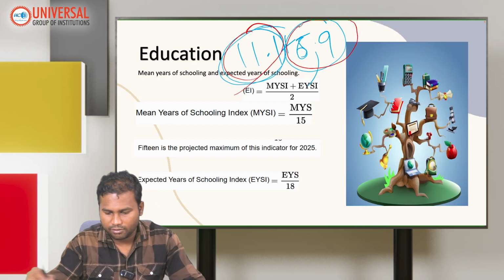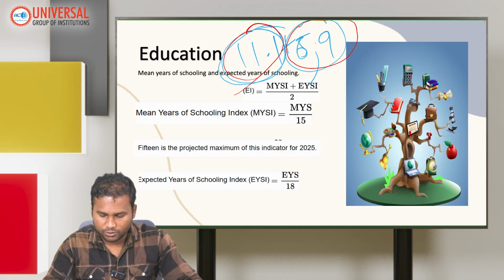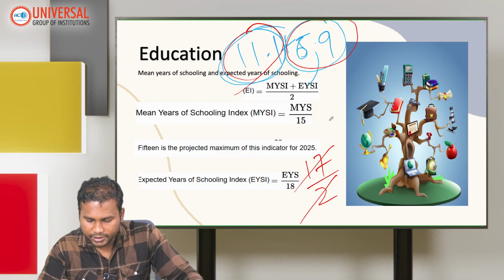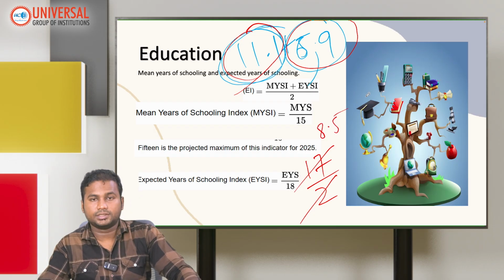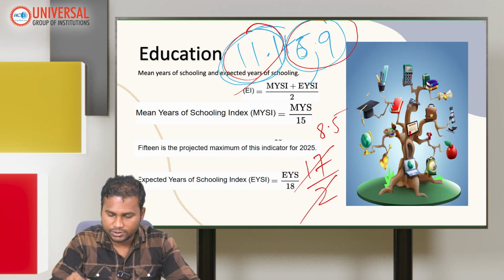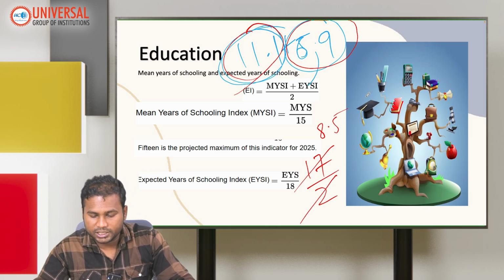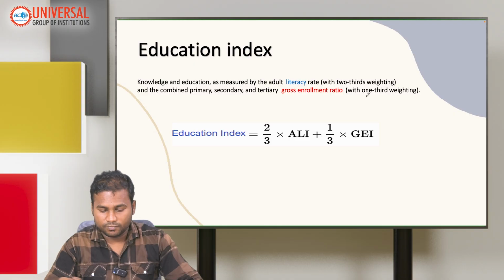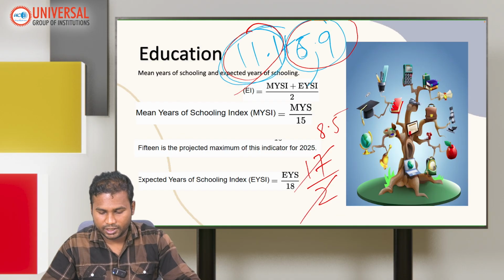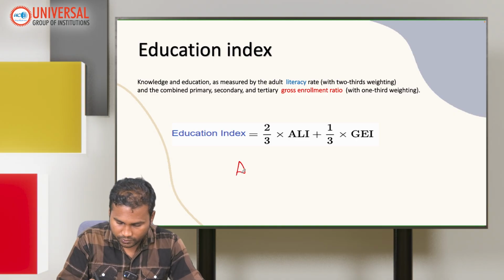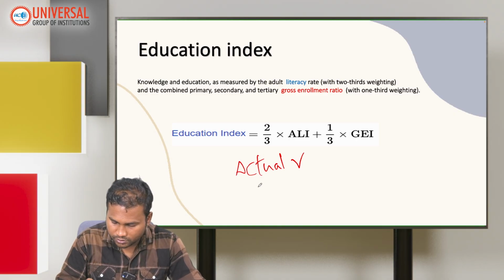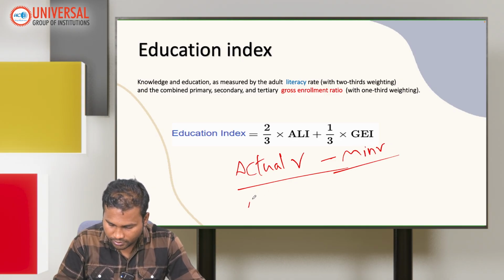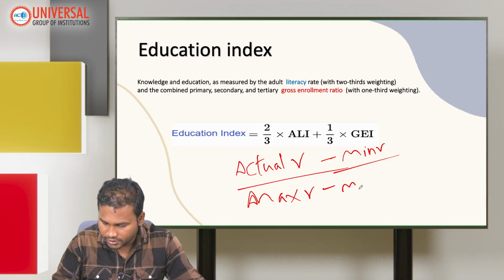I've highlighted it. 11.1 plus 6.9 accounts for 18, or 17 as I said, divided by 2 gives 8.5. So 8.5 is your average of mean years of schooling plus expected years of schooling. Like I said, we'll use the old formula which we used in the previous indexes: actual value minus minimum value, over maximum value minus minimum value.